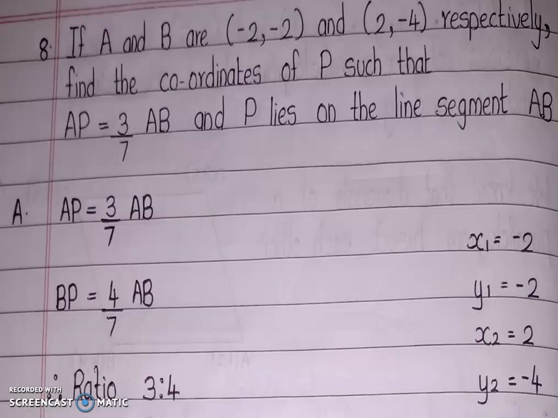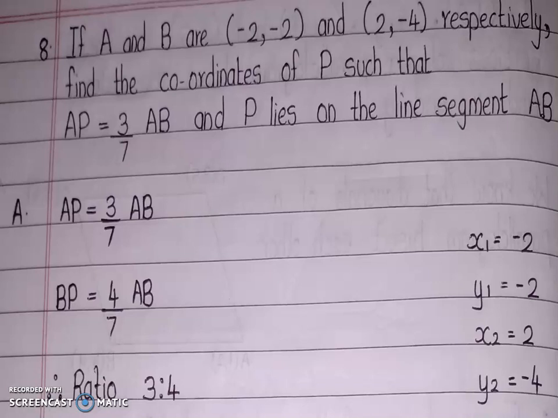So what is the ratio? It is 3/4 or 3:4. The ratio by which the point P divides the line segment AB is 3:4. That is the data which you are going to derive in this question. Now you know the point A is (-2, -2). Point B is (2, -4) and the ratio is 3:4. So you have to find the coordinates of P.